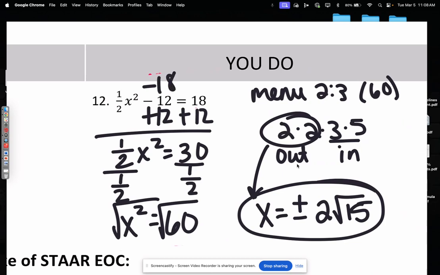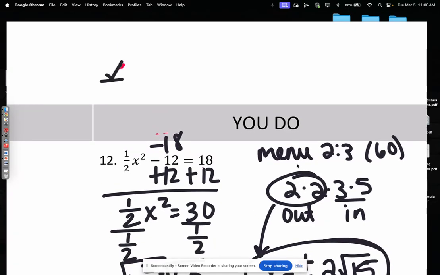You would have to move this 18 over to check it. So because whenever you're checking, you want it equal to 0. You will get some decimals, but you can make sure the decimals work.